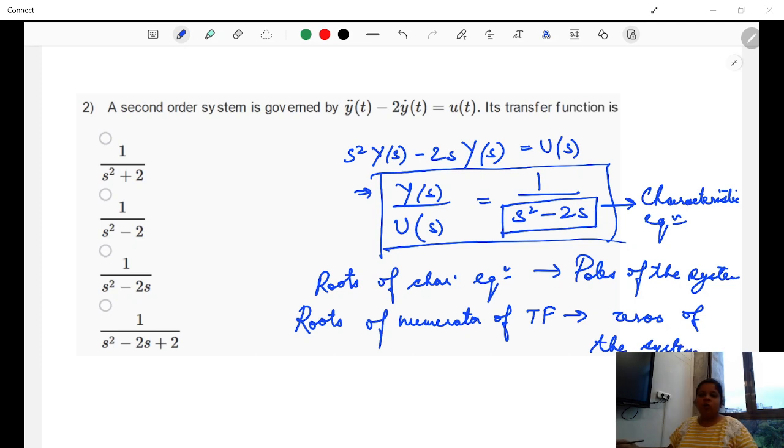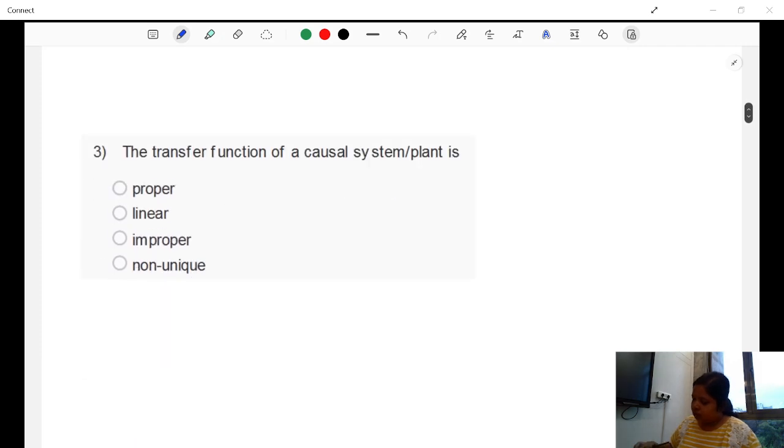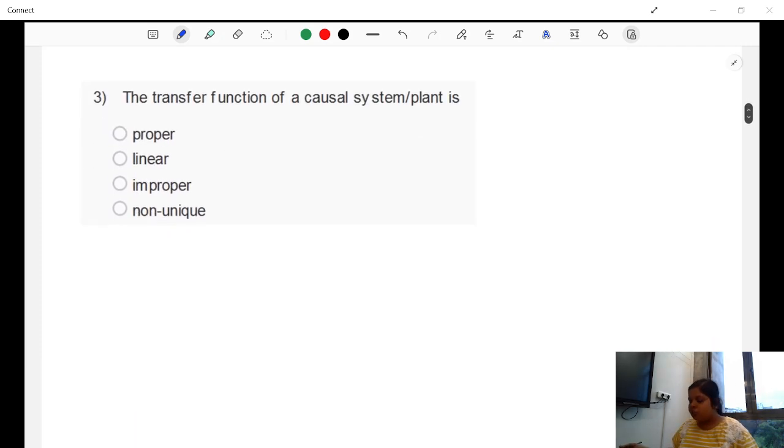So when you start going into the week 3 course, you will have both of them, poles and zeros, and these are frequently used throughout the course. So we'll be using them later on. Okay. Now what are we going to do? The transfer function of a causal system or plant is, so this was also covered in the course. Can someone tell me what are proper and improper transfer functions? Like what they have in the numerator and denominator, and how do we define them?